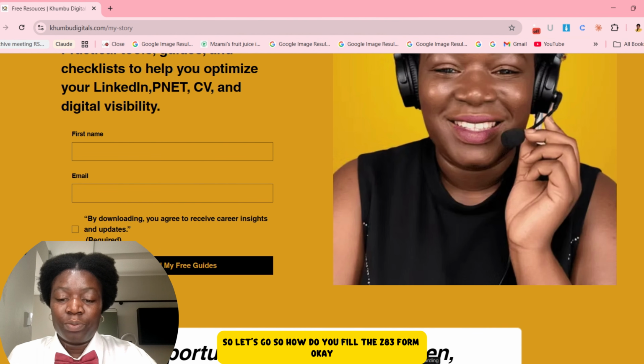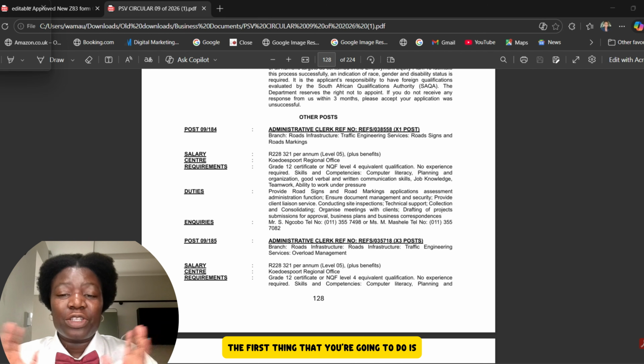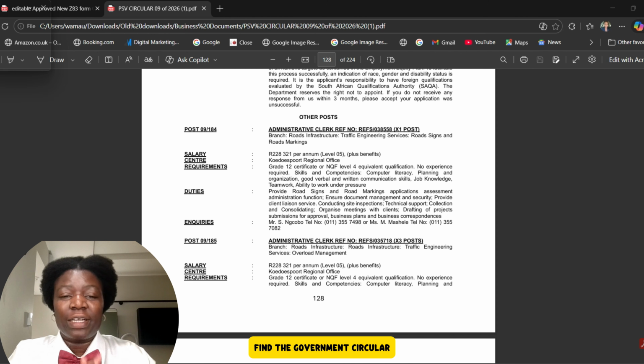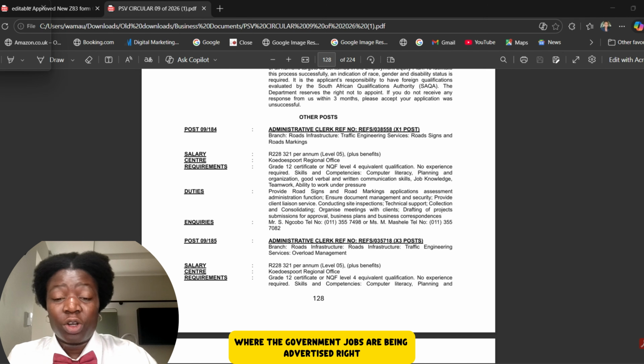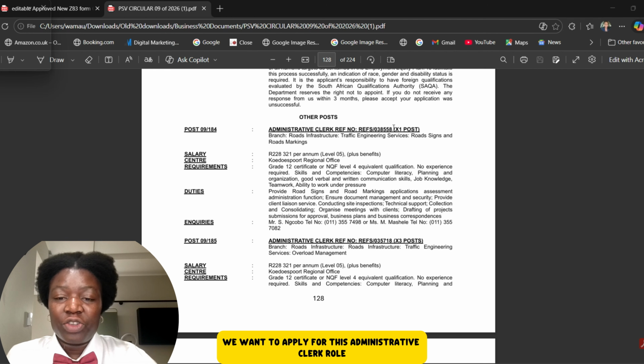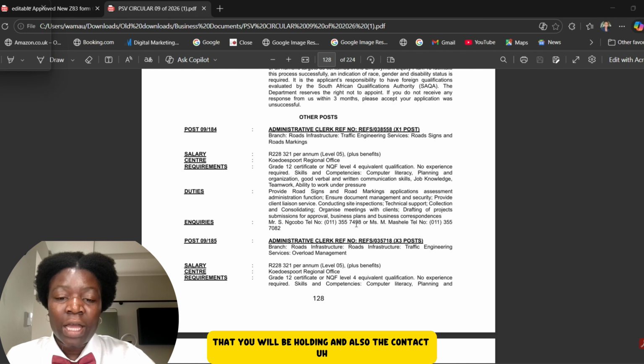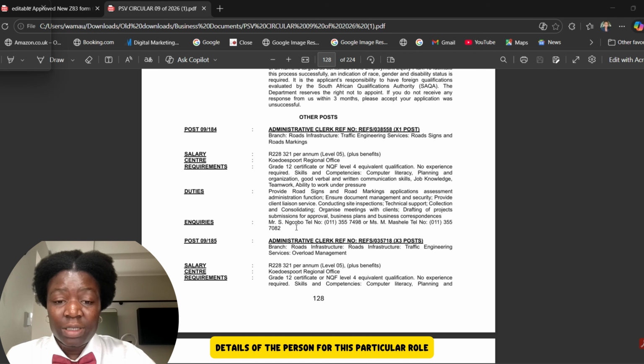So let's go. How do you fill the Z83 form, okay? The first thing that you're going to do is, of course, find the government circular where the government jobs are being advertised, right? In this case, let's say we want to apply for this administrative clerk role, right? So this is the reference number for the post, and these are the requirements for the role, and these are the responsibilities that you will be holding, and also the contact details of the person for this particular role if you want to ask any questions, right?